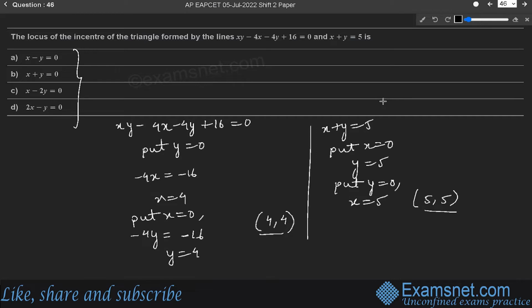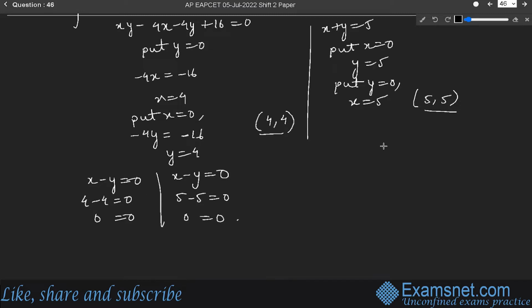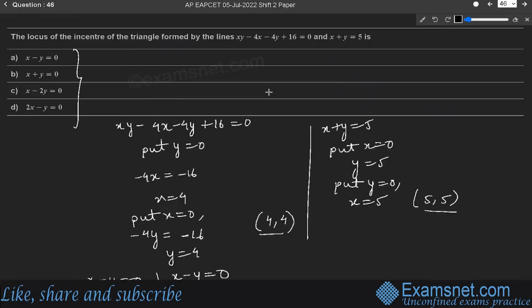So let us see the first option. The first option is x − y = 0. So let us put in both these points. 4 − 4 will be equal to 0. Yes, 0 is equal to 0. Now considering the second point, and the equation x − y = 0, it will be 5 − 5 = 0. Here also 0 is equal to 0. Therefore, we can say that both these points satisfy the given equation. Therefore, option number 1 is the correct option here, which is x − y = 0.